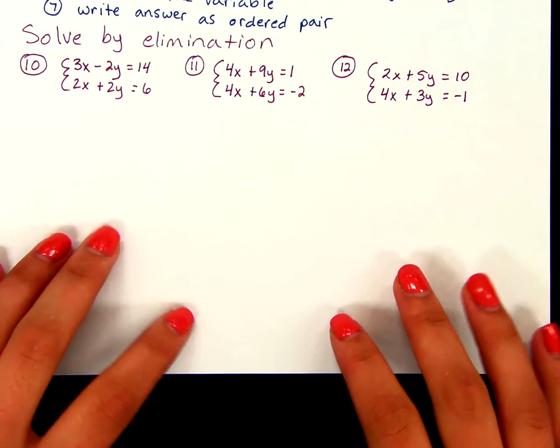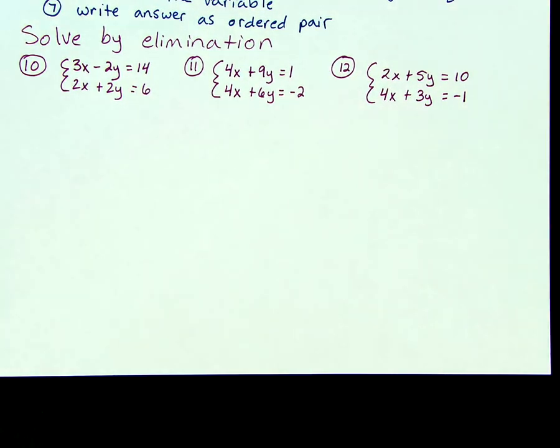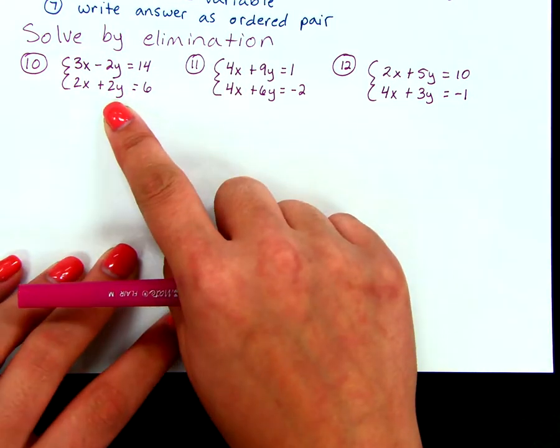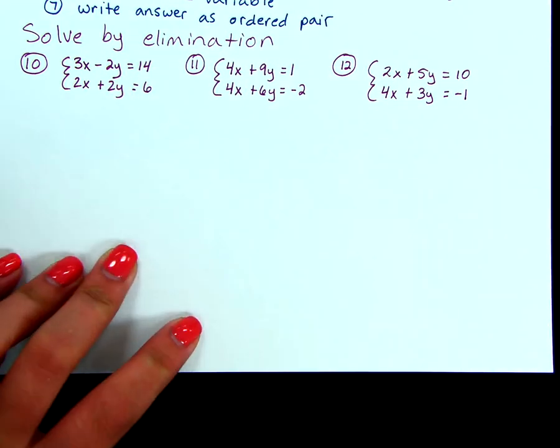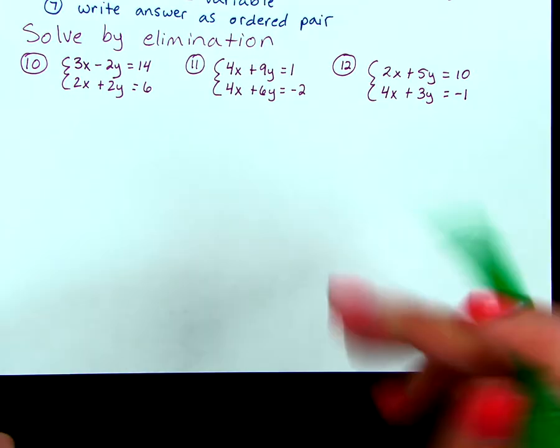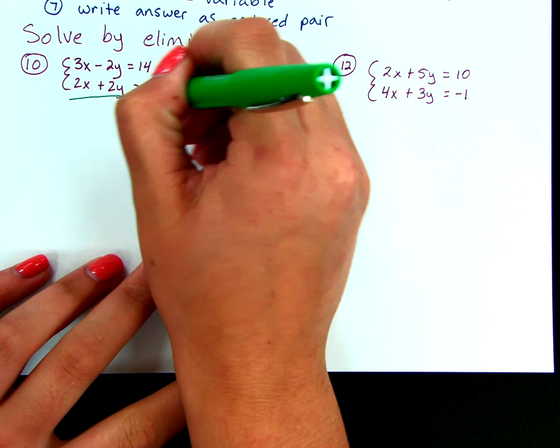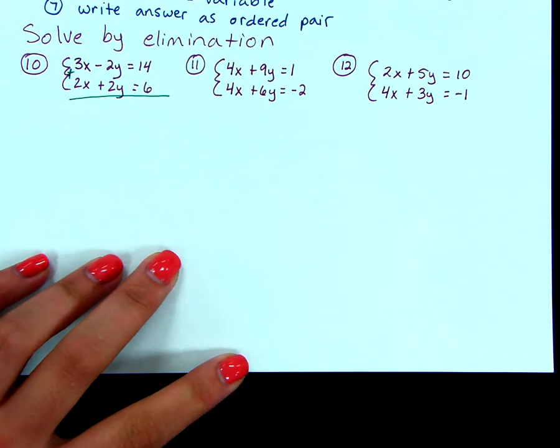Alright, so solving by elimination. The first thing we want to do is decide which variable we want to eliminate. Then we have to decide if we need to multiply one or both equations by something to make that happen. Looking at problem 10, I'm going to want to eliminate y because I already have opposites going on. If I take -2 and add it to 2, that adds to be 0. So this one's really easy. I don't have to do any extra work.